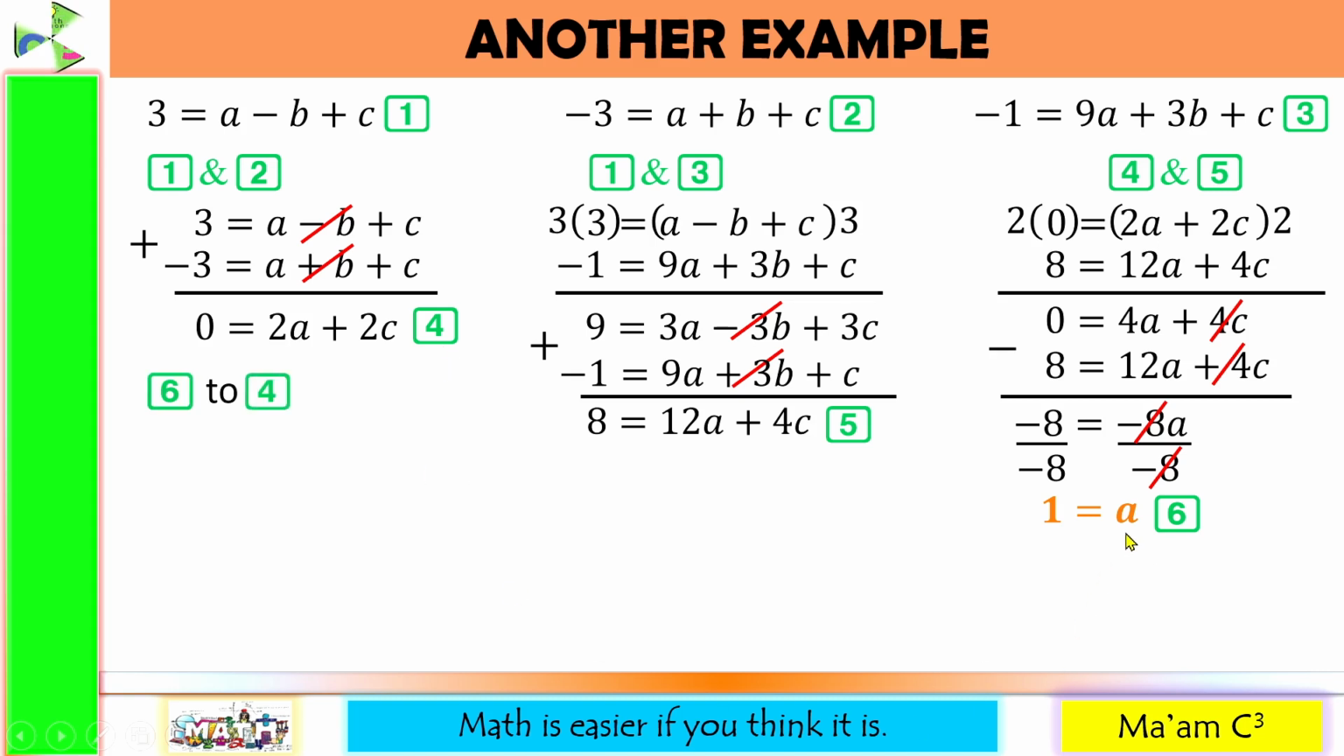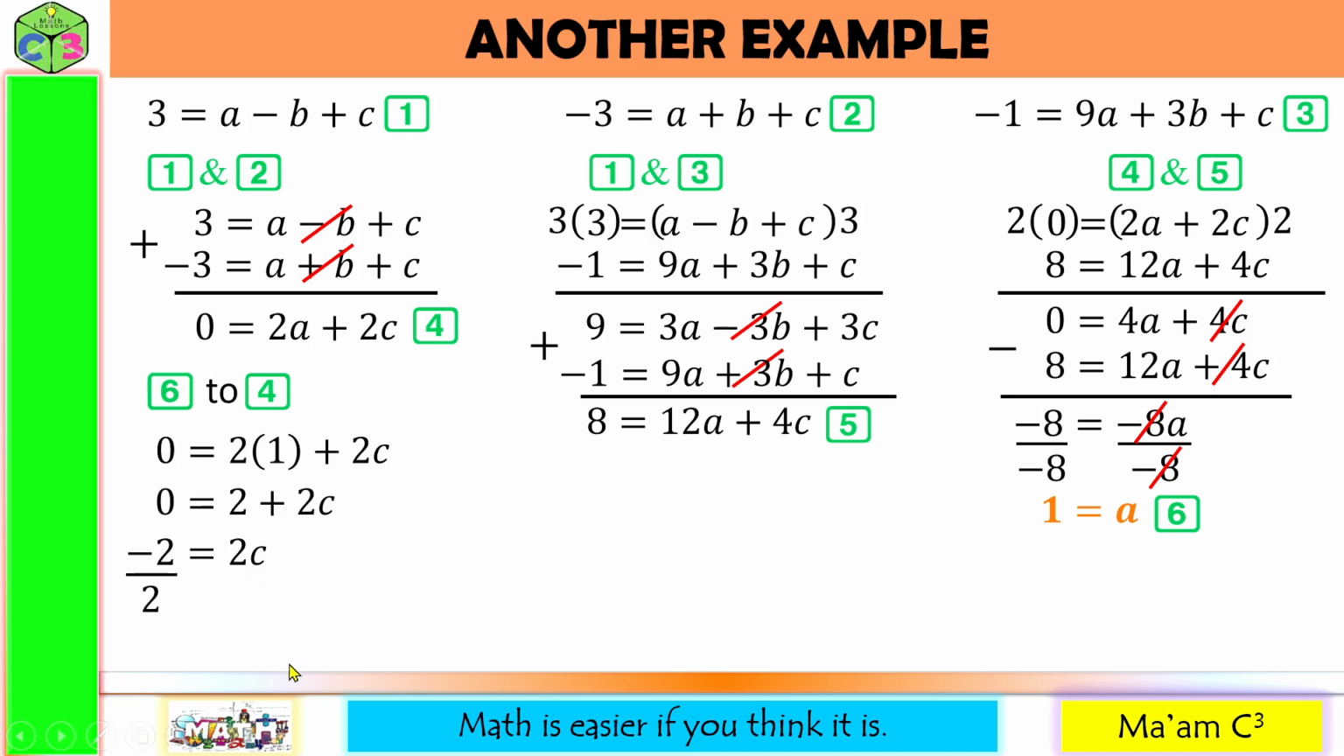Meaning I am going to substitute the value of A, which is 1, in here. So 2 times 1 is 2. To solve for C, I am going to move this 2 on this side. It will become negative 2. And to solve for C here, let us divide both sides by 2. So 2 and 2 will cancel out. Negative 2 divided by 2 is negative 1. So negative 1 is equal to C, or C is equal to negative 1. This is equation 7. Let's continue.